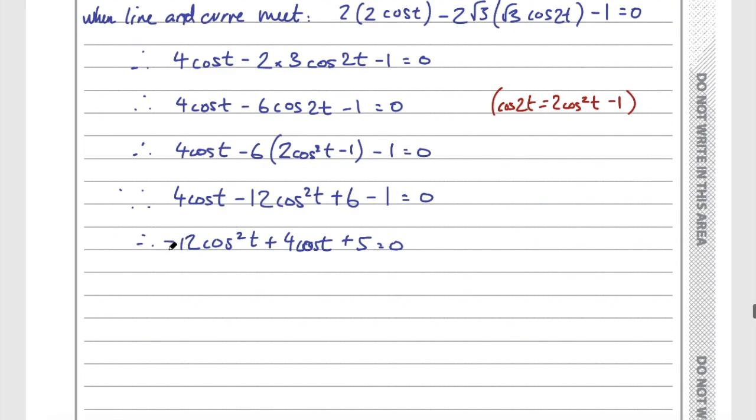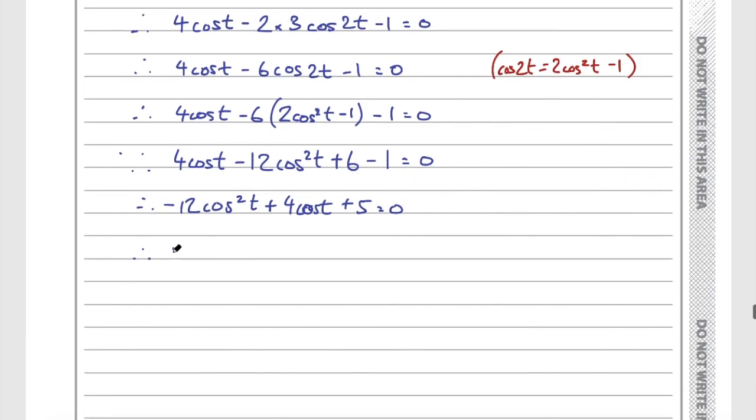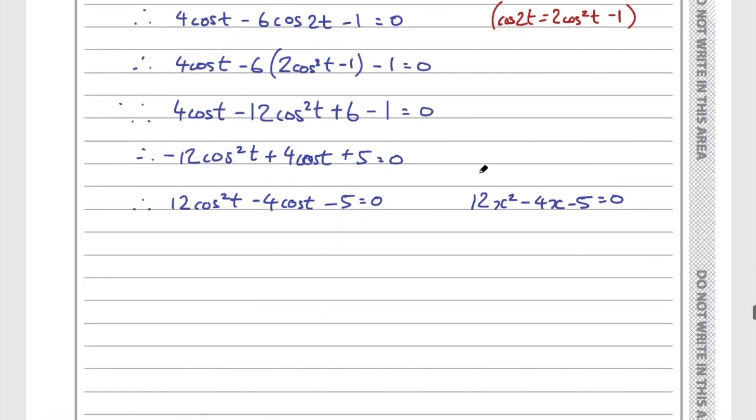And then because I don't like negatives in the front of the squared term, I will divide everything by a negative 1. So therefore 12 cosine squared t minus 4 cosine t minus 5 equals 0. That's just a personal preference. I find factorizing quadratics easier when there is a positive number as the coefficient of the squared term. But now we have kind of a quadratic equation. We have a squared term, we have the term by itself, and then we have a number on the end, just as you could think of a normal quadratic equation. So this looks like 12x squared minus 4x minus 5 equals 0.